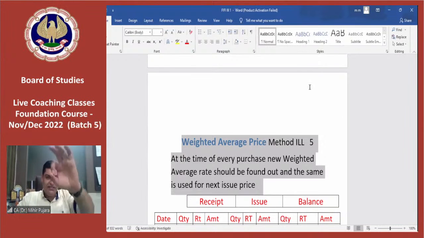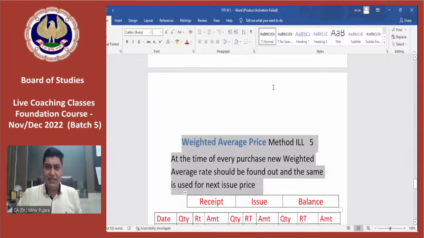So guys, we are doing the same question which we did with FIFO and LIFO, now with weighted average. Prepare the same format, guys. Please be fast, giving you only 1 minute. Prepare the same format, friends.